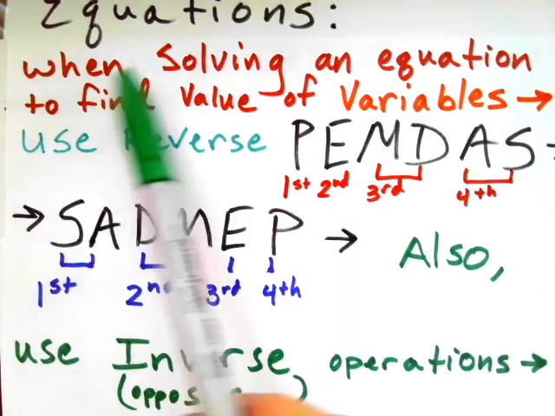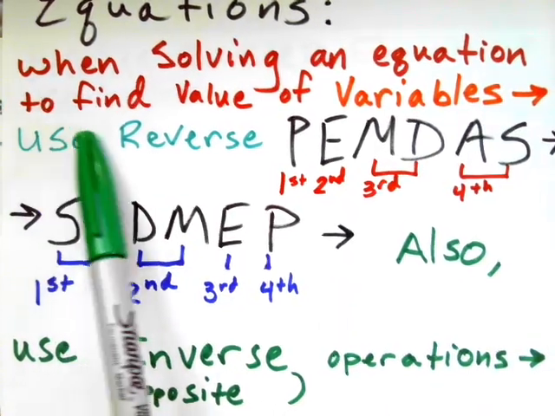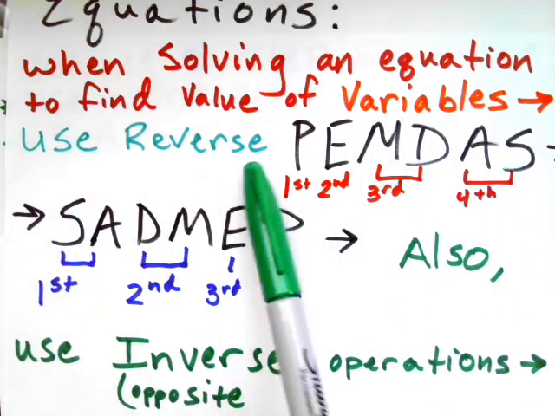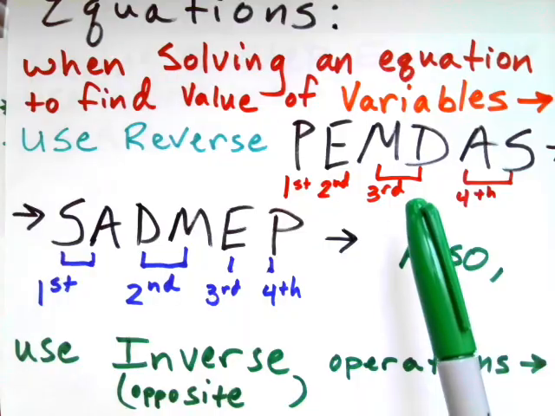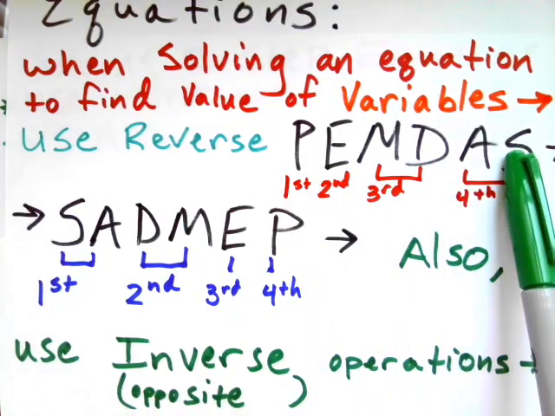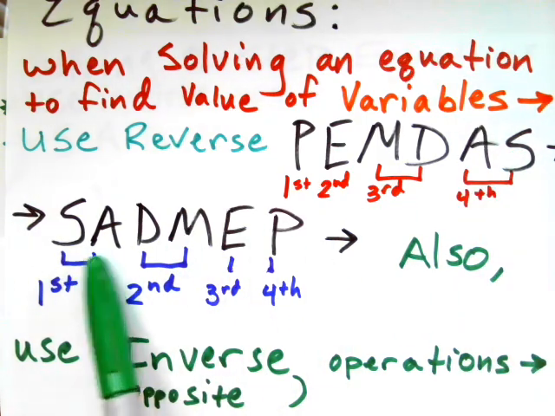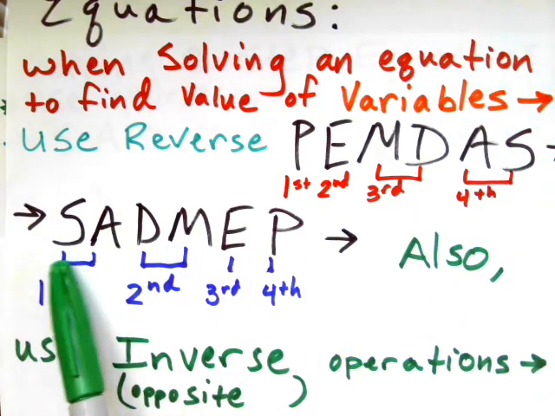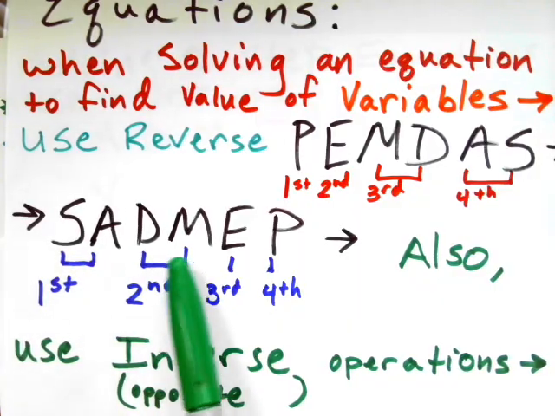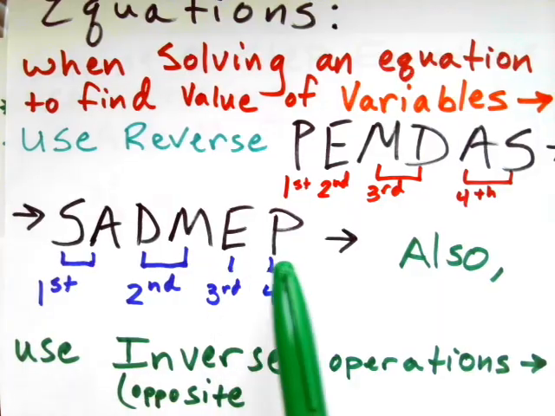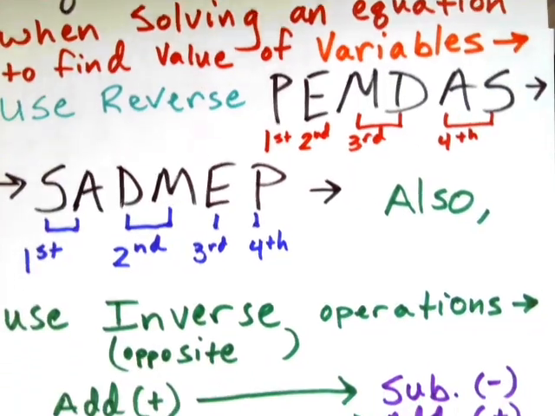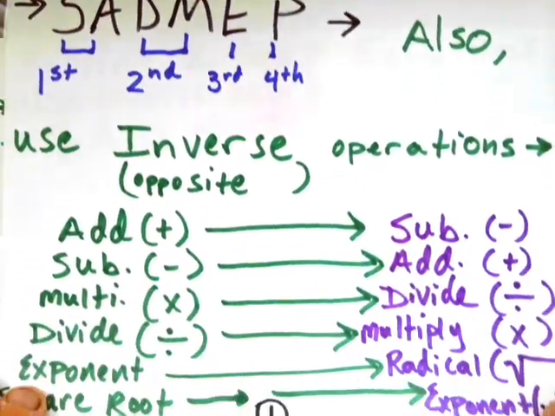When solving an equation for a variable, when you're looking for that variable x, y, z, you want to use reverse PEMDAS, or order of operation. Parentheses, exponents, multiply, divide, add, and subtract. Which is, first you want to try to do the inverse of subtracting and adding. Then you will do the inverse of dividing and multiplying. Then you'll focus on the exponents, and finally, the parentheses. And remember, we're using inverse operations.